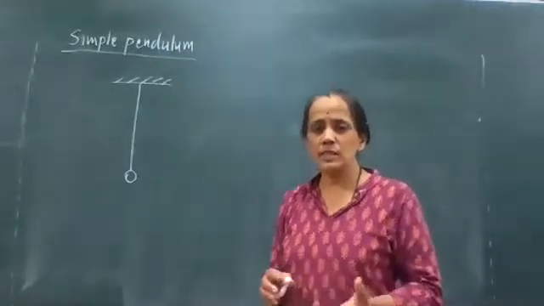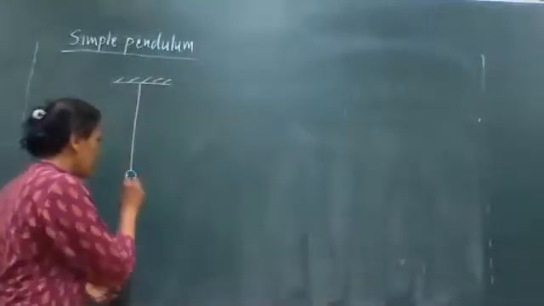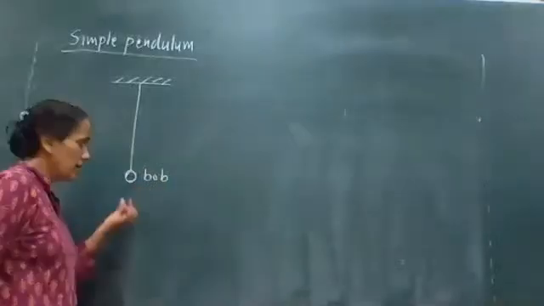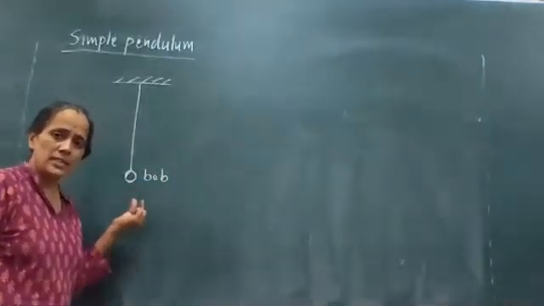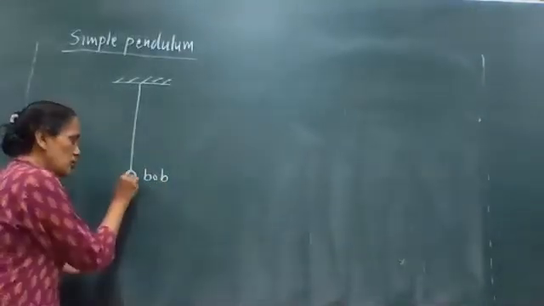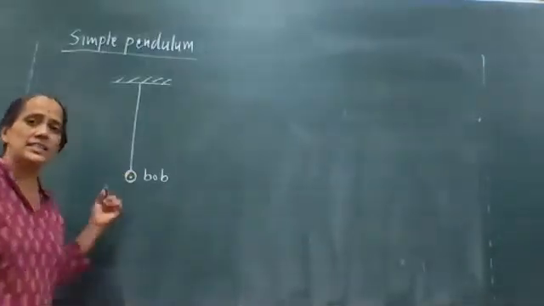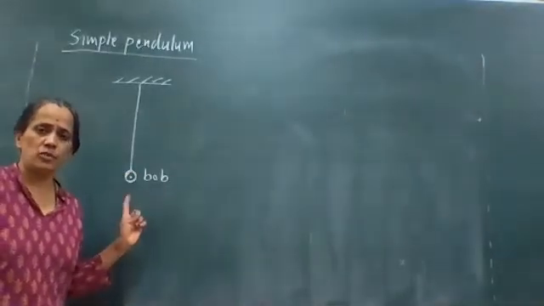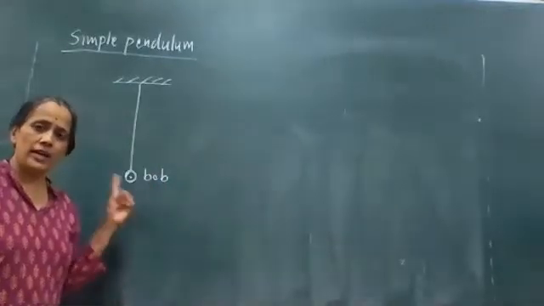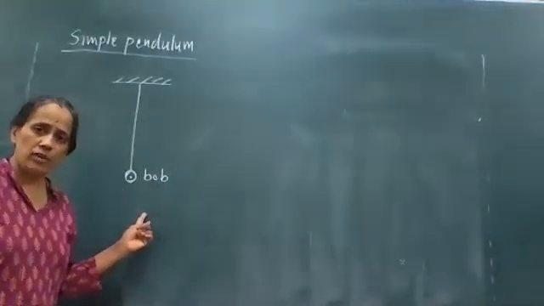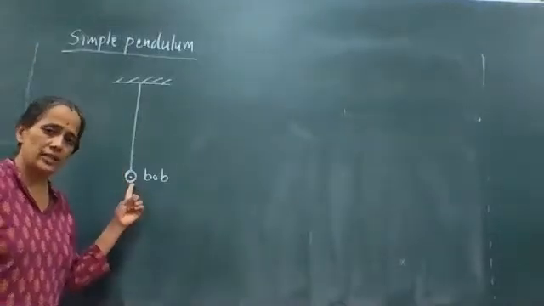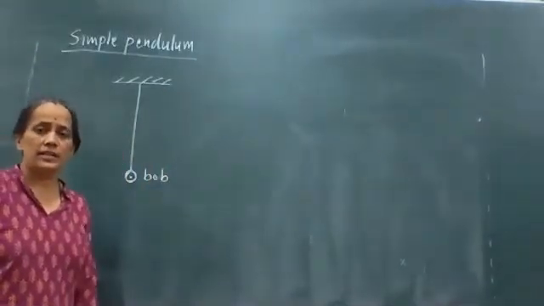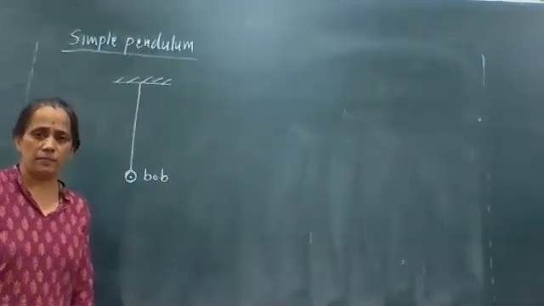Now, what is this point mass concept? It is a spherical bob, spherical in shape. As it is symmetrical in shape, the whole mass of that bob will be concentrated at a single point. So we can consider it as a point mass. The simple pendulum is a pendulum in which a point mass is attached to a string which is light in weight and inextensible. That is the concept of simple pendulum.